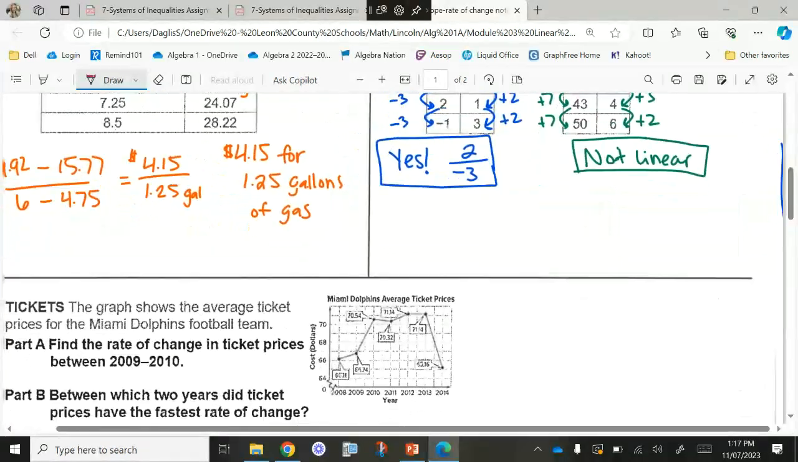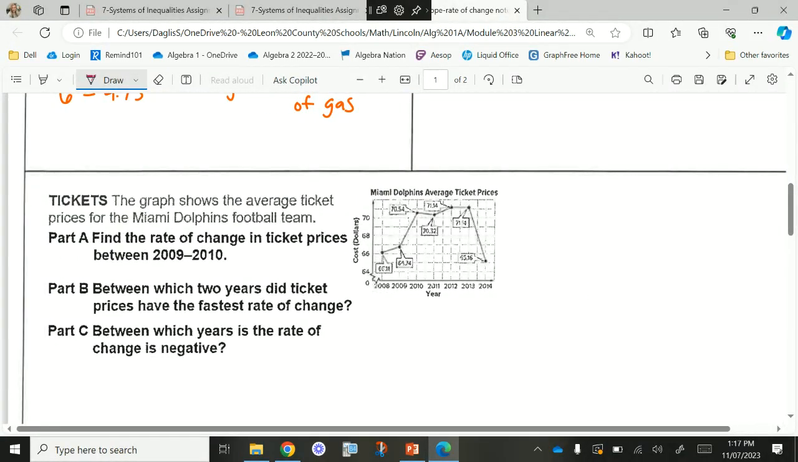Let's do it. Okay, the graph shows the average ticket prices for the Miami Dolphins football team. Find the rate of change in ticket prices between 2009 and 2010. Between which 2 years did ticket prices have the fastest rate of change? And between which years is the rate of change negative?